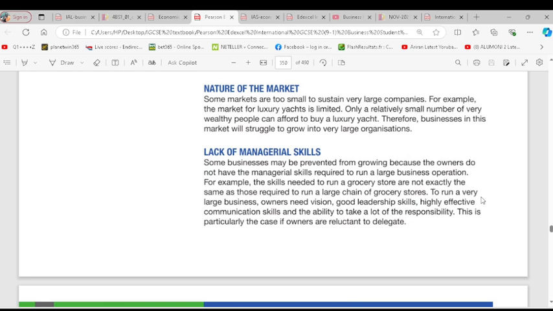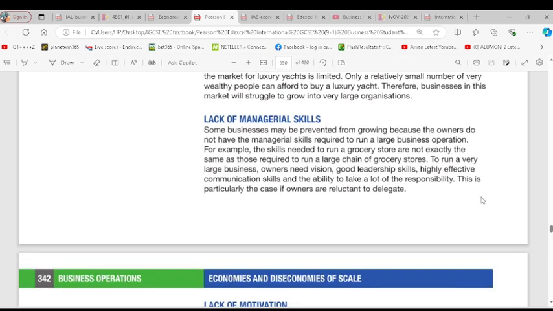Only relatively small numbers of very wealthy people can afford it. So when we talk about the nature of the market, what kind of market is it? The type of market. Some markets are small, and they should be left small, like the market for luxury, like Rolls Royce. It's not a mass market. Because they produce luxury, they are not expected to become larger. So even with the financial capability, it becomes a waste if you try to expand such markets. Is it clear?